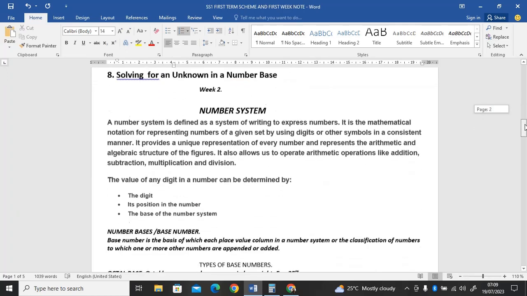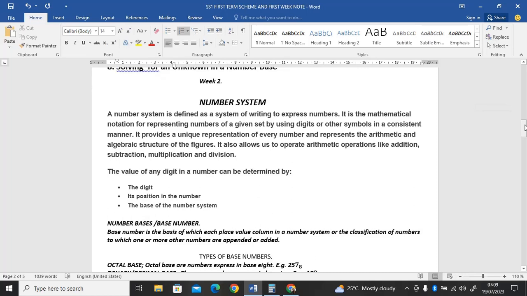So let's go on. So what is a number base system? Believe me, I'm still going to solve. I just want you to understand the notes. So it's not about you reading alone, but we should go along with each other.